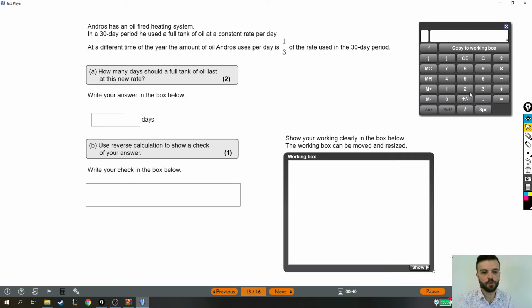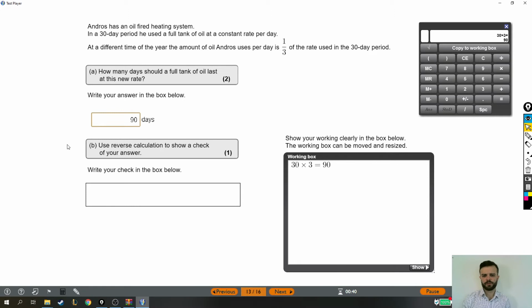So a full tank normally lasts him 30 days, that's what I was trying to read. It does say in a 30-day period, he uses a full tank of oil. So that full tank of oil lasts him 30 days, but because he's using it three times slower, or at a third of the rate, it's going to last him three times as long, so it's going to last him 90 days. And that's it. So really, like I said, there wasn't that much maths for us to do. All we had to do was times by three the amount of time it used to last him, because he's using it three times slower or at a third of the rate.